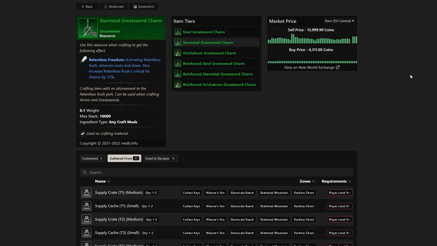Activating Relentless Rush removes roots and slows. It also increases Relentless Rush's critical hit chance by 12%. So a massive, massive perk to have on anybody's Relentless Rush Greatsword build. You can see here on Bari, it's about 14K sell price.